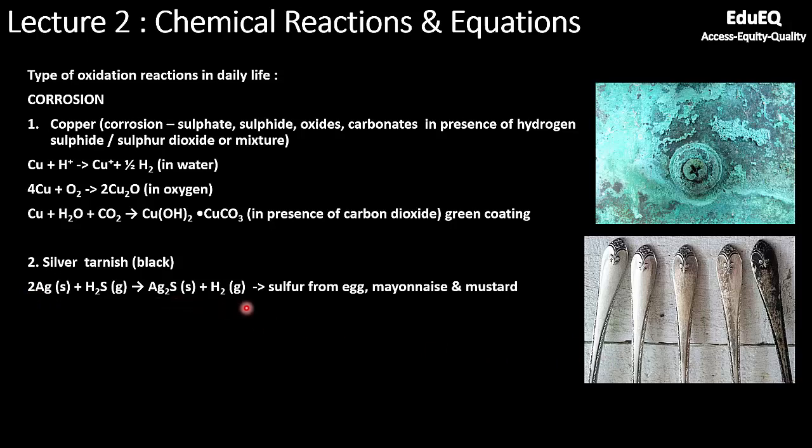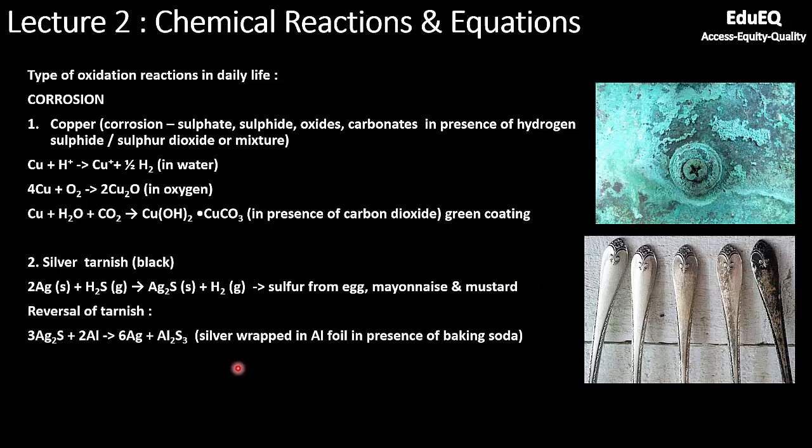When you eat food which has sulfur in it, for example, egg, mayonnaise or mustard, which are high in sulfur, the H2S from these compounds reacts with silver to form Ag2S, and this Ag2S is nothing but the black coating you are seeing. But luckily, this reaction is reversible.